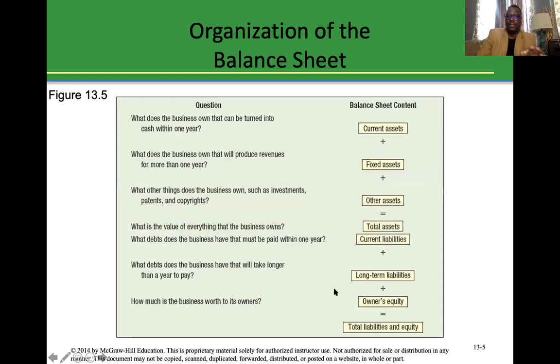This next slide deals with the balance sheet. And these are some really good questions to consider when you're considering the balance sheet and what goes into those numbers that show up on the balance sheet. What does the business own that can be turned into cash within a year? What does the business own that will produce revenues for more than 1 year? What other things does a business own, such as investments, patents, copyrights? So here, that's the asset section.